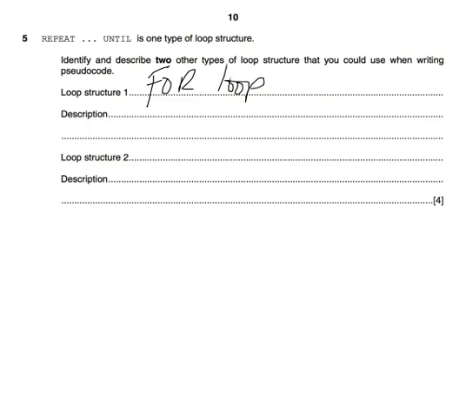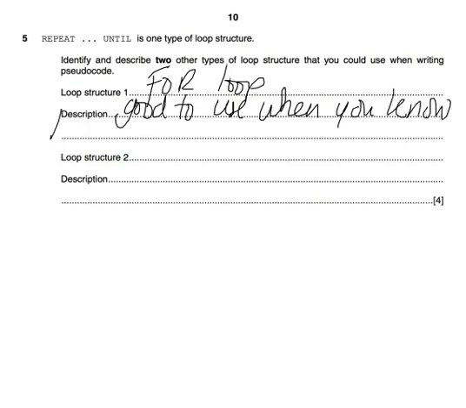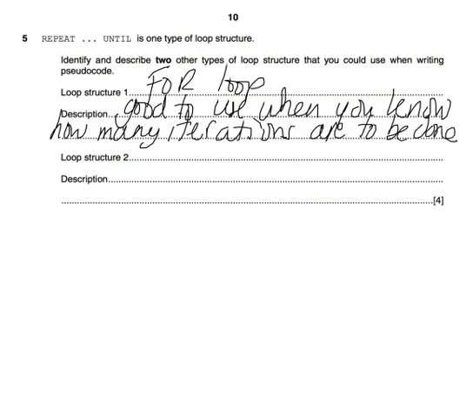And with a for loop, they're good to use when you know how many iterations are to be done. Iterations means number of times you loop around. So if you remember that a for loop is good for arrays and lists and things like that. Then the second one is a while loop.